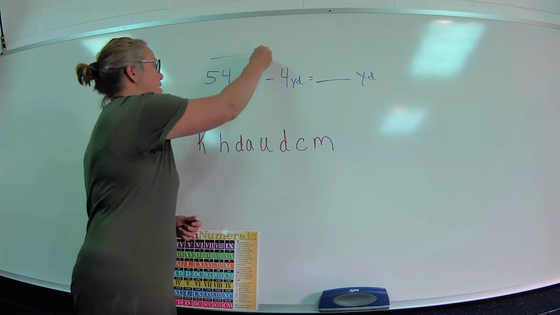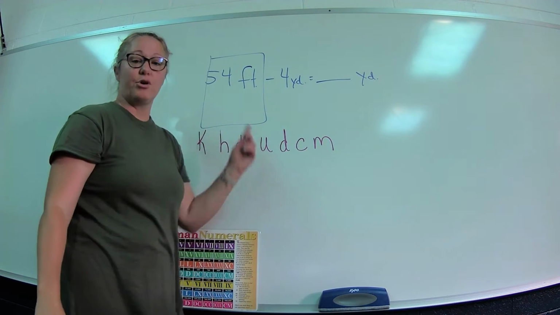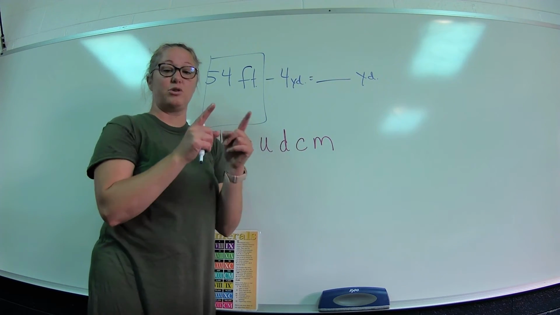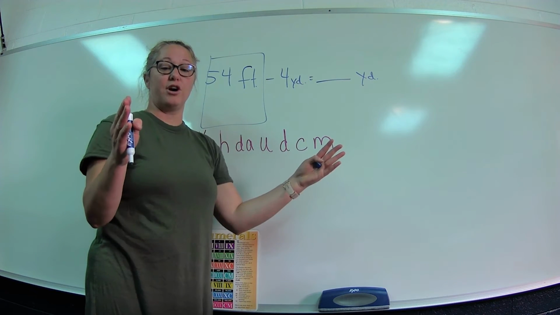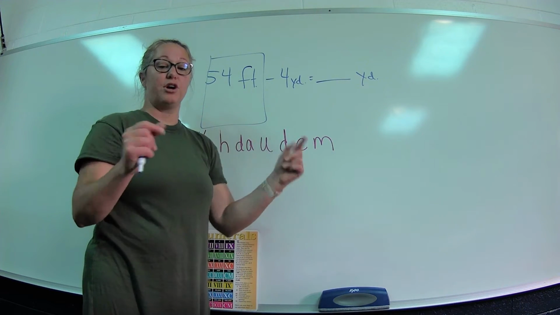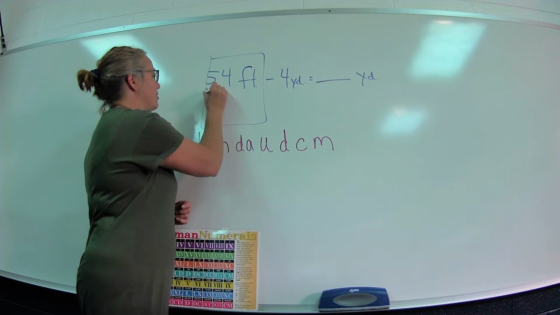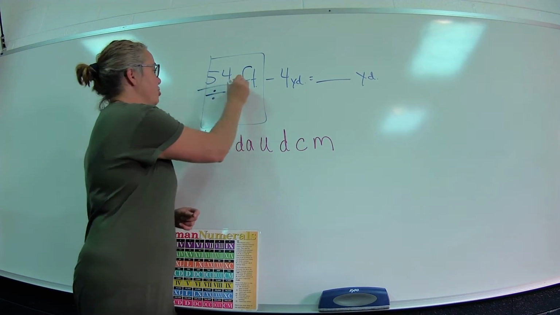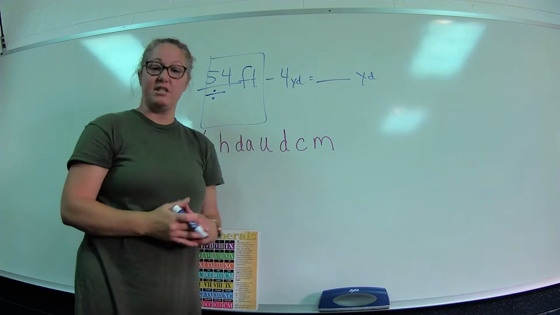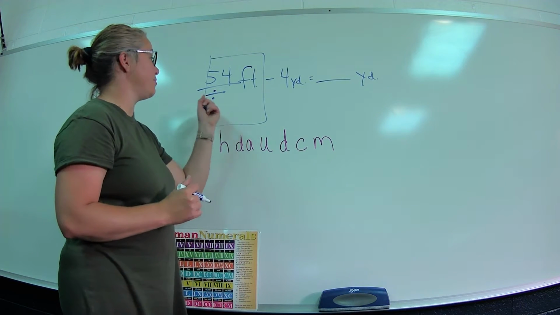So we're going to draw a box around our feet, and we're going feet to yards, which means we're going small to large. And remember, when we go small to large, we divide. So we're going to put our little division sign, or you can put a fraction bar, which also means division.